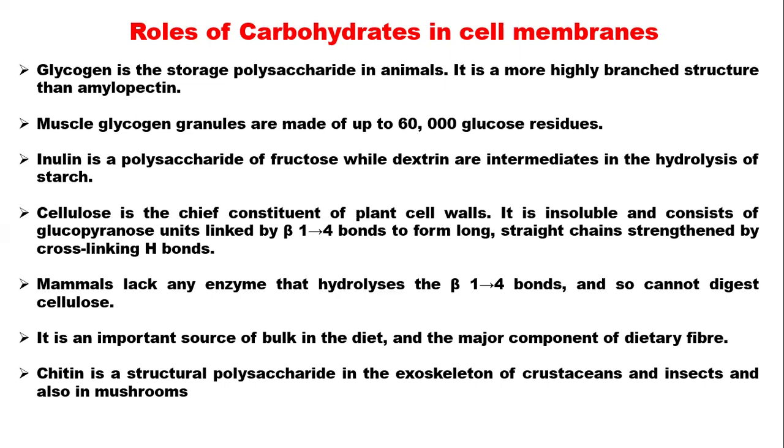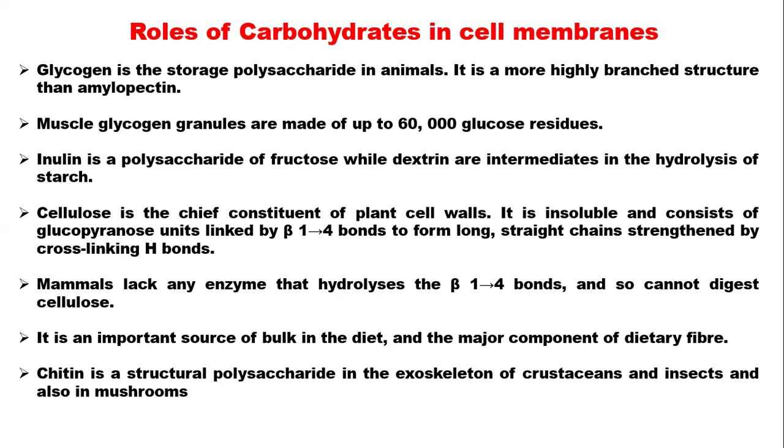In amylose and amylopectin, you have both alpha-1,4 linkage and alpha-1,6 linkage, okay? So you can also have both alpha-1,4 and alpha-1,6 in glycogen, but in cellulose it is beta-1,4 linkage. Mammals do not have the enzyme that can hydrolyze the beta-1,4 bond, so cellulose cannot be digested by mammals. But it is an important source of bulk in the diet, and it is the major component found in dietary fiber. So there is also what we call chitin.